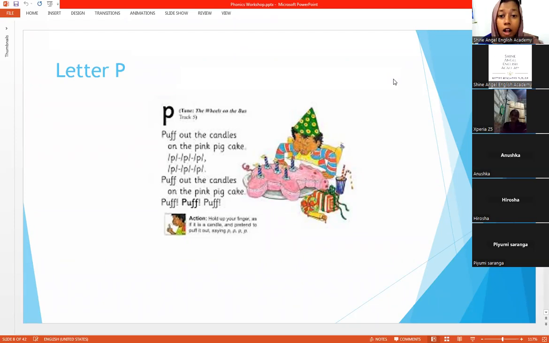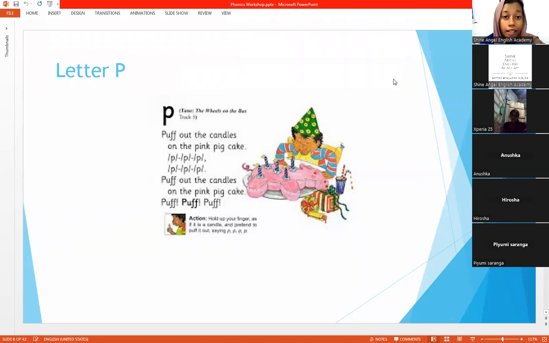Puff of the candles on the pink pig cake. Puff, puff, puff, like that.